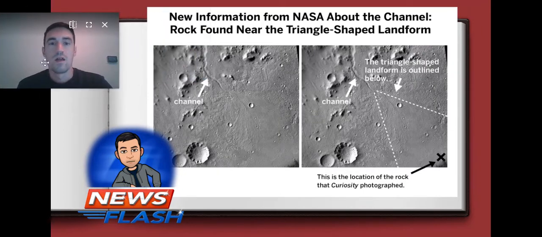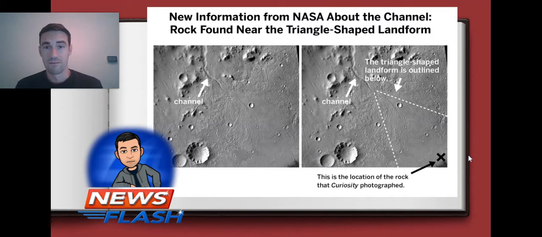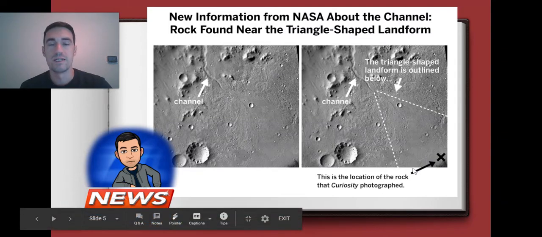All right. Yesterday we talked about this triangle landform that was at the bottom of our channel. Well, today we actually got a picture from the rover of a rock that is located right down here at the very bottom right corner of this photograph. And that rock is going to tell us a lot of information about what maybe formed this channel. So we have a rock, and this is the location, meaning it is definitely in that triangle landform.